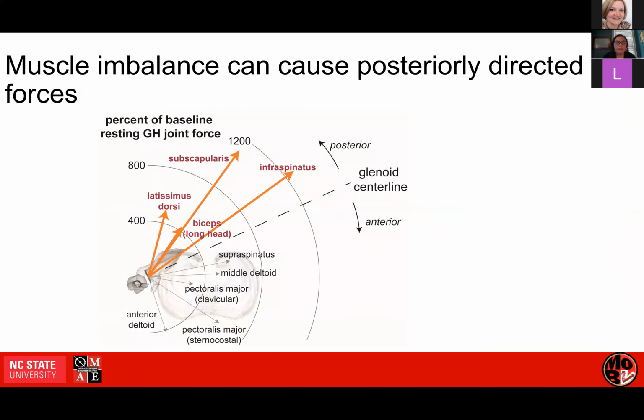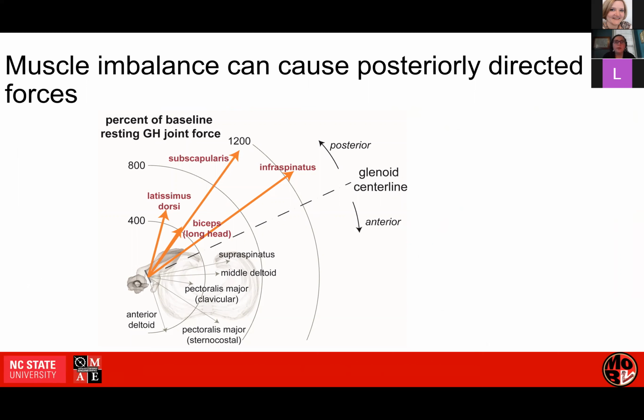So briefly, we're looking down again at this same shoulder, and the orange vectors represent what the change in joint reaction force would be if you caused either a muscle imbalance or a shortened muscle for these specific muscles. So we can go muscle by muscle in a way that we can't in vivo to understand which ones are causing or could cause these changes.